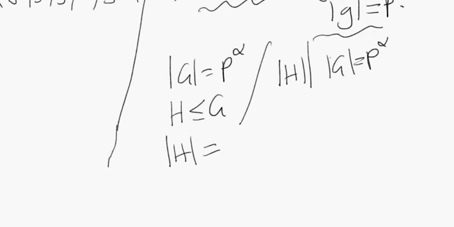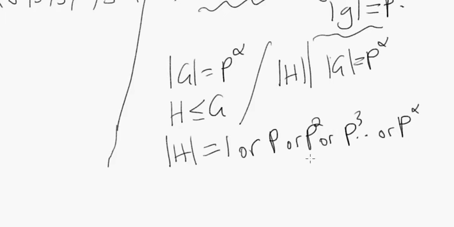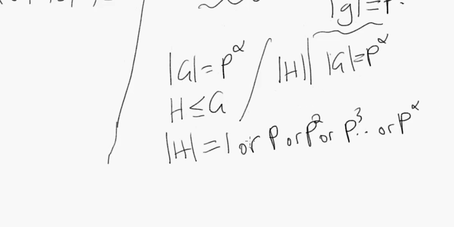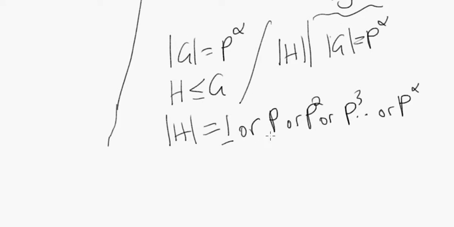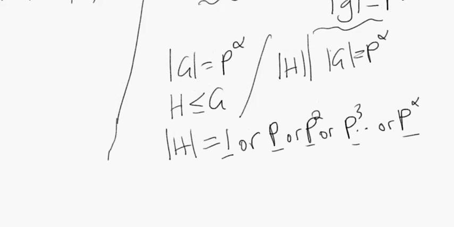But if the order of G is p to the alpha, what are the possible values that the order of H can have? Is it true that the order of H could be 1, or maybe p, or p to the 2, or p to the 3, all the way up to p to the alpha? Does 1 divide p to the alpha? Does p divide p to the alpha? Does p to the 2 divide p to the alpha? Do all these elements up to p to the alpha divide p to the alpha? So is this an exhaustive list, 1, p, p squared, p cubed, up to p to the alpha, of the possible orders of H?